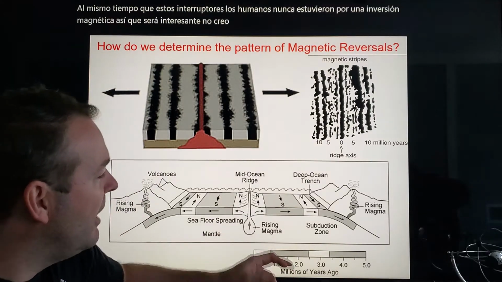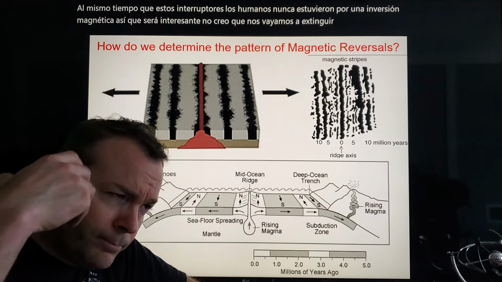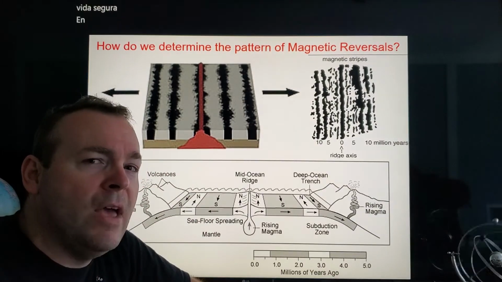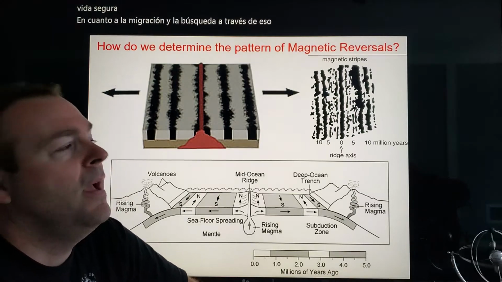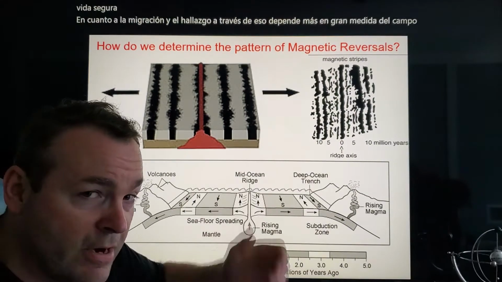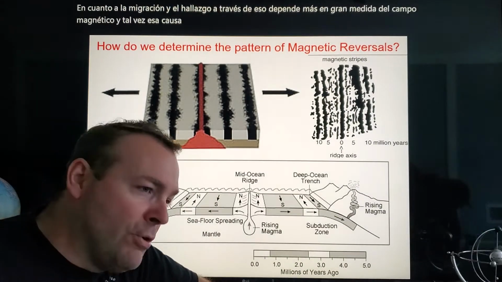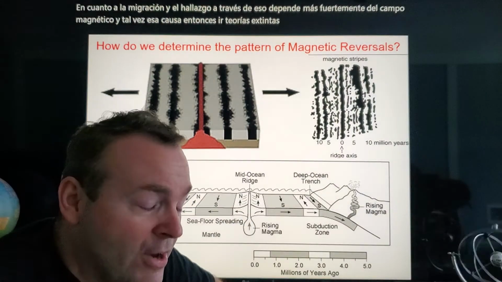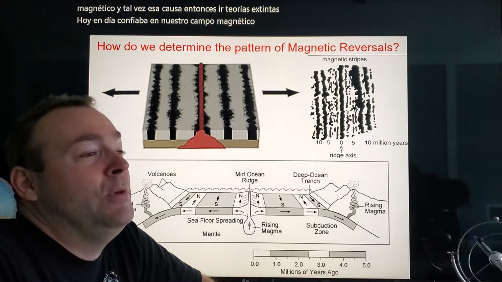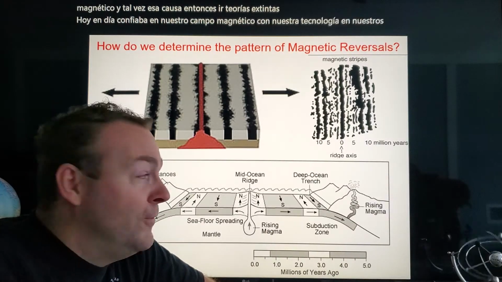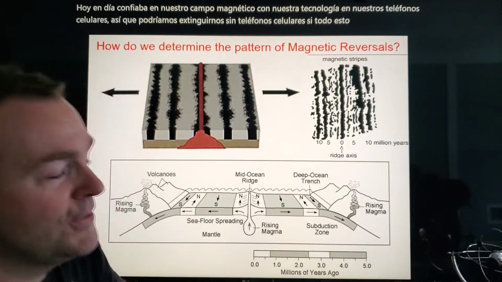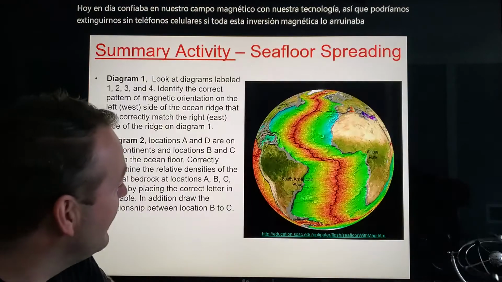But certain life, as far as migrating and finding food, relies more heavily on the magnetic field, and maybe that caused them to go extinct, right? It's one of those theories. You could argue that humans rely on our magnetic field big time nowadays with our technology, right? Our cell phones. So could we go extinct without cell phones if this whole magnetic reversal screwed them up? Food for thought, folks. But I digress.